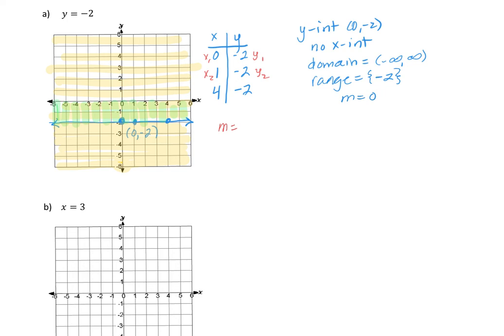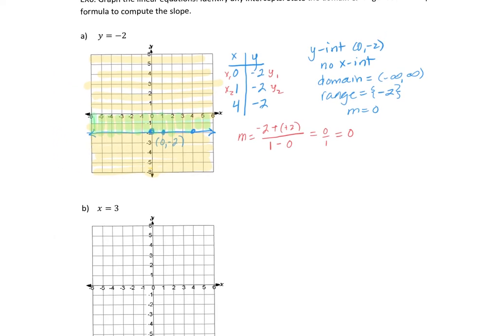So just verifying y sub 2, which would be -2, minus y sub 1, which is -2, over x sub 2, which is 1, minus x sub 1, which is 0. So -2 turns into a plus 2. That gives me 0 over 1, which is simply 0. And I verified that the slope is 0.